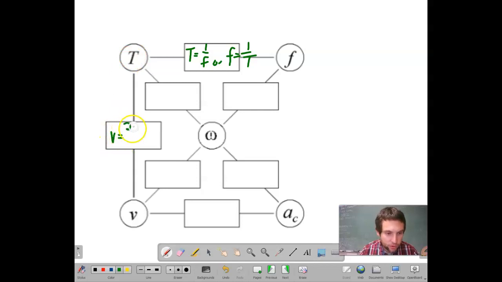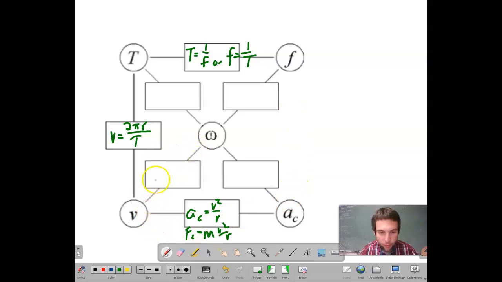V equals 2 pi R over T. What about V and centripetal acceleration? Centripetal acceleration equals V squared over R. I'm going to throw in here the centripetal force also. So it's M times V squared over R. What else? We've got, oh, no connection there, so we're good there.